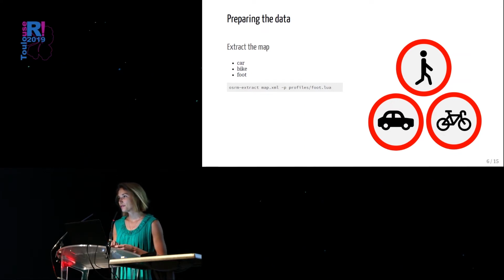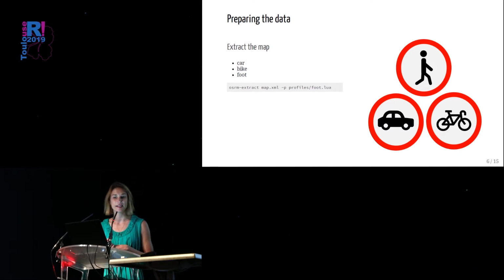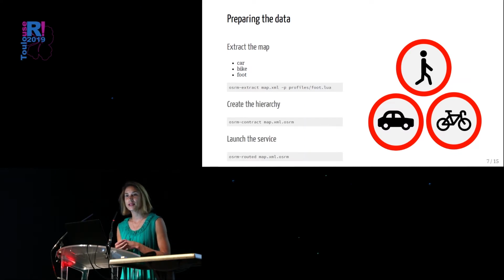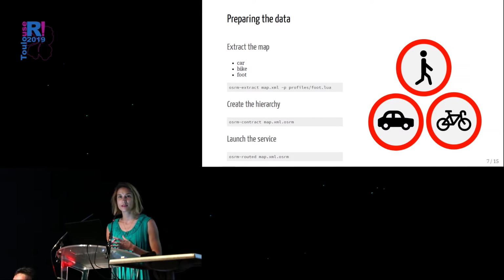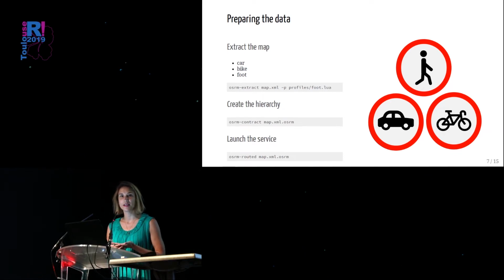There are 3 default profiles that come with OSRM, namely for walking, driving, and cycling, and you can also create your own custom profiles. We're going to use the foot profile for walking times to extract the metadata that we need from the map. The next step is to create a hierarchical data structure that facilitates finding the shortest paths. And lastly, we launch the service so that we can access this API locally.